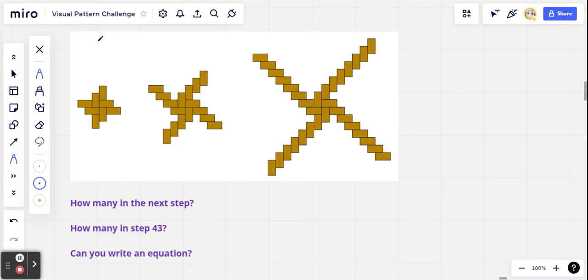Here's our pattern today. Here's step 1, here's step 2, here's step 3, and your challenge is to predict the number of rectangles in step 4. This is a very difficult one. If you can master a prediction for step 4, can you predict for step 43? And could you write an equation that could be used to predict the number of rectangles in any step at all? That is the challenge. If you'd like to accept it, pause the video and see what you can do.